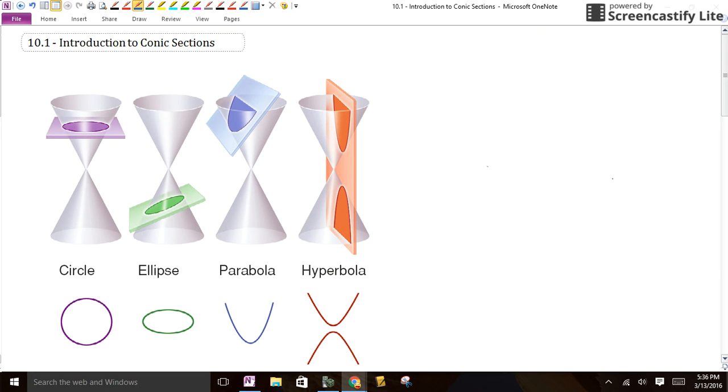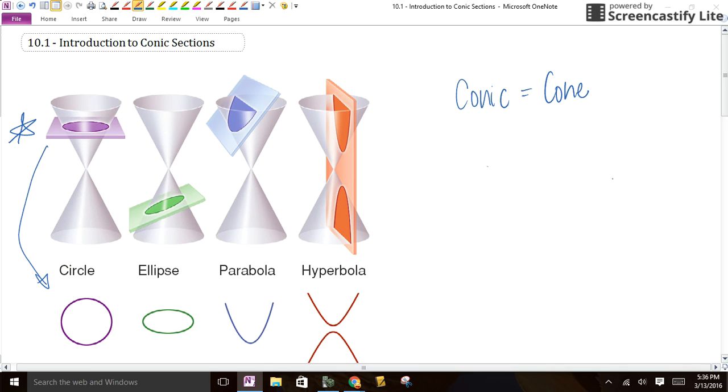Now, what is a conic section? Conic means cone. So when you hear the word conic, you want to think of that as a cone. What we've done is take a plane and slice that cone into pieces. Look right here at this purple plane. We cut that cone and it leaves a shape behind, and that shape is a circle. That is our first conic section. It is called a circle. So all circles are conic sections.